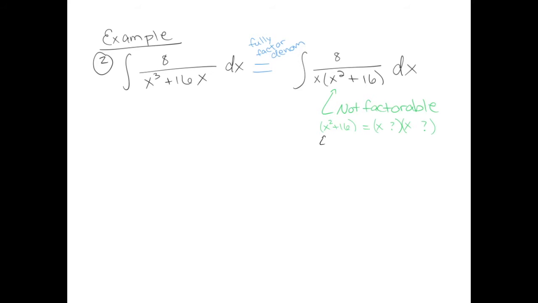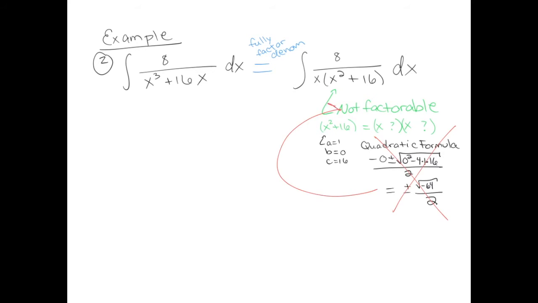Here in the quadratic formula, my a is equal to 1, my b is equal to 0 because there is no x term, and my c is equal to 16. Now look at what's happening underneath the square root here. Square root of negative 64. X squared plus 16 is not factorable because when you do the quadratic formula, the stuff under the square root is negative.